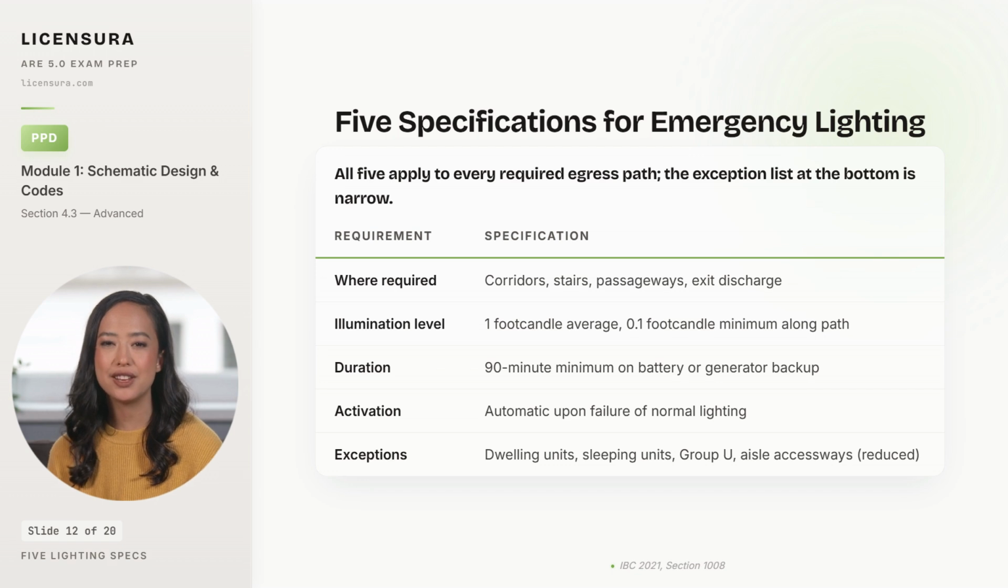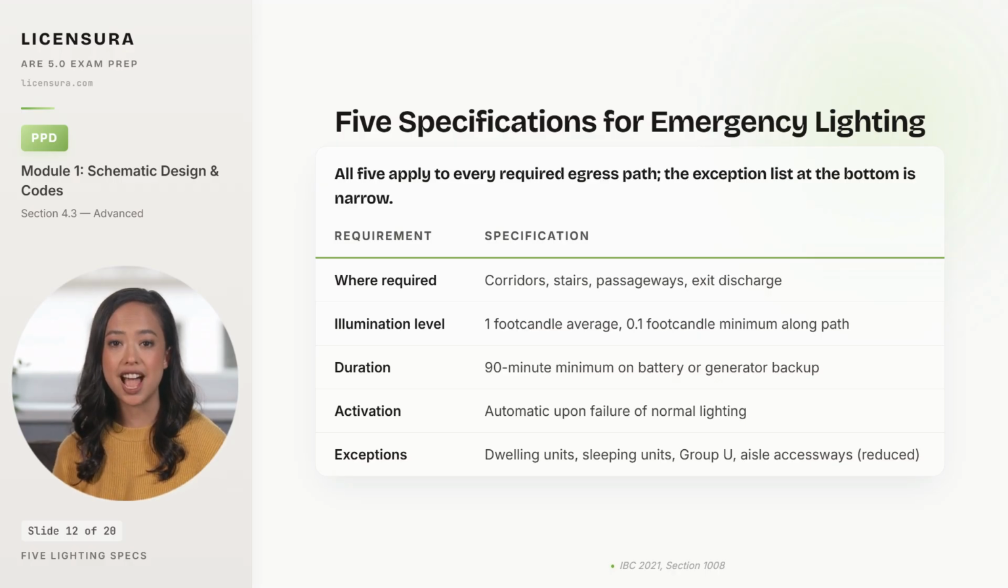Fourth, the activation, automatic the moment normal lighting fails, with no occupant action required. Switching from grid power to battery power must be instant. Fifth, the exception list: dwelling units, sleeping units, group use storage, and aisle accessways in Group A occupancies, the last of which is reduced to 2/10 of a foot candle for assembly spaces where lower light levels are part of the experience. Exit signs add 6 specifications under Section 1013.